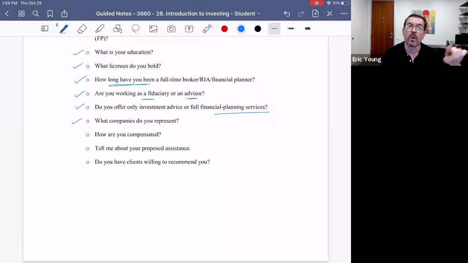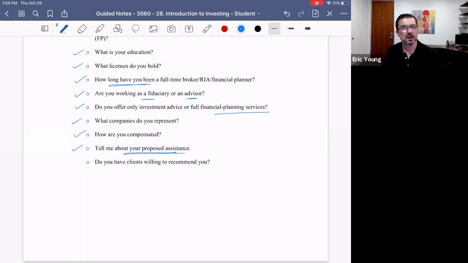Which gives you a sense of where their potential loyalties and incentives lie. How are you compensated? Even though it's not a formal question for all you English majors out there, I would say, tell me about your proposed assistance. This is a great intro question because from here, you get a sense of what the person asks you in return. If they give you what sounds like a boilerplate, well, you're 27 years old, you should be doing these things. Nope. You want somebody who, when you say, tell me your proposed assistance, is going to say, well, tell me what your goals are.